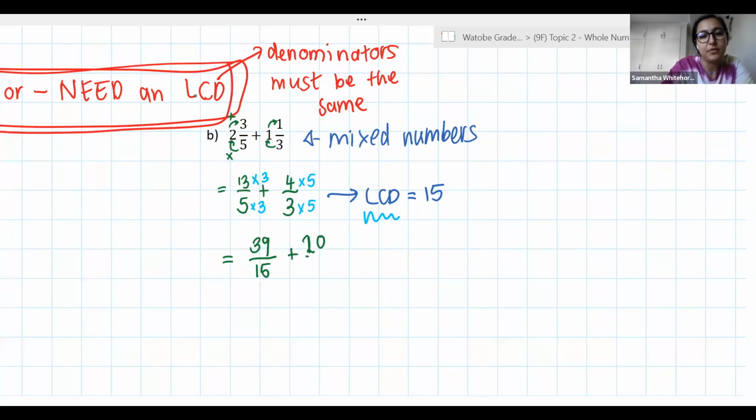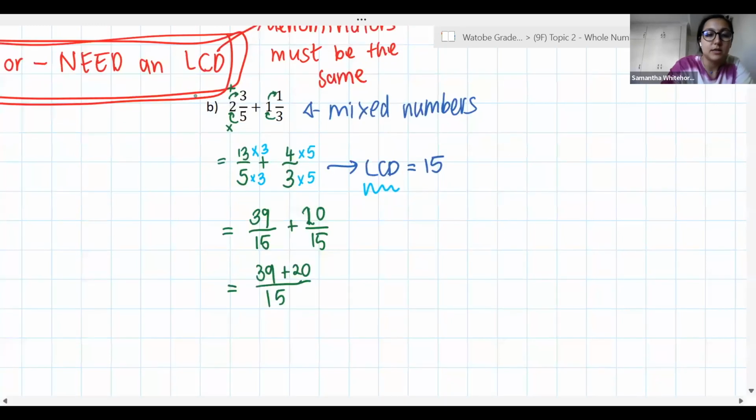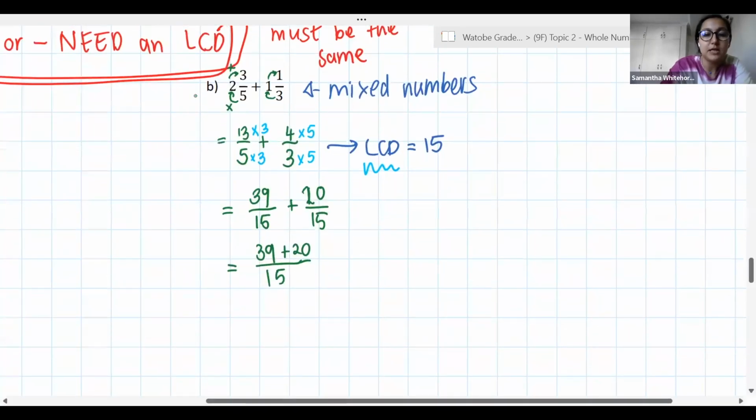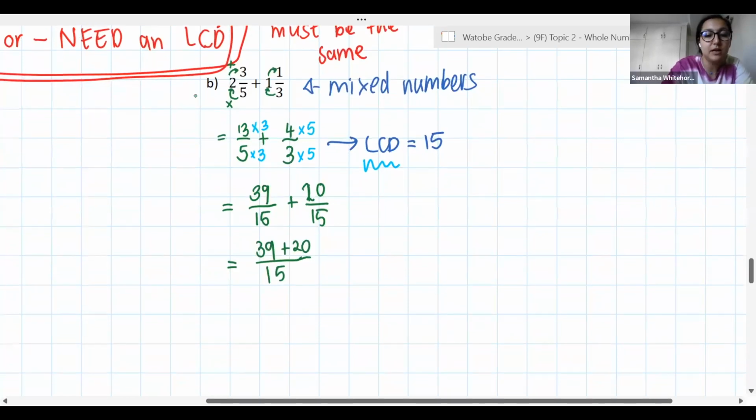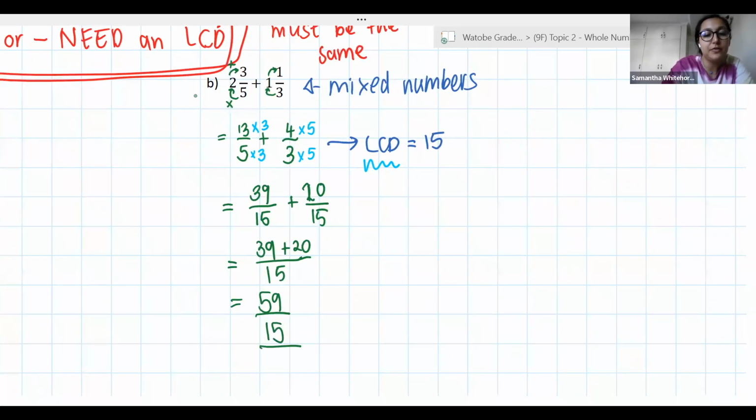20 over 15. And now, guys, remember, same denominator. You can write it all as one fraction. And then all we need to do is add our numerators. 39 plus 20 is 59. 59 over 15 is our final answer.